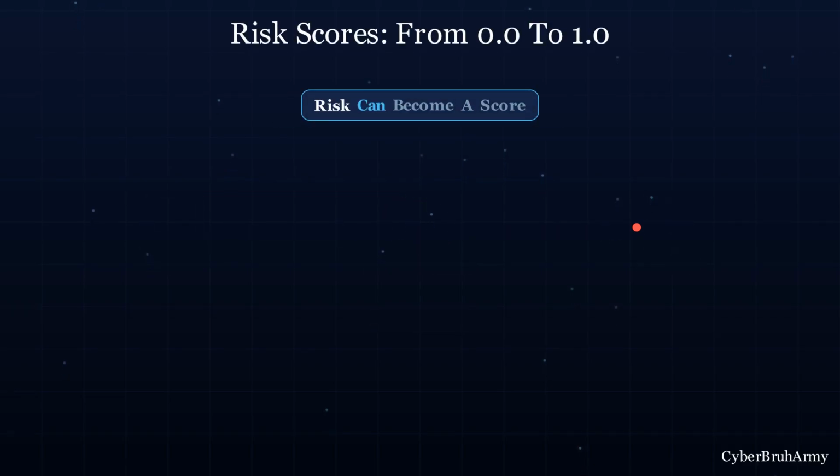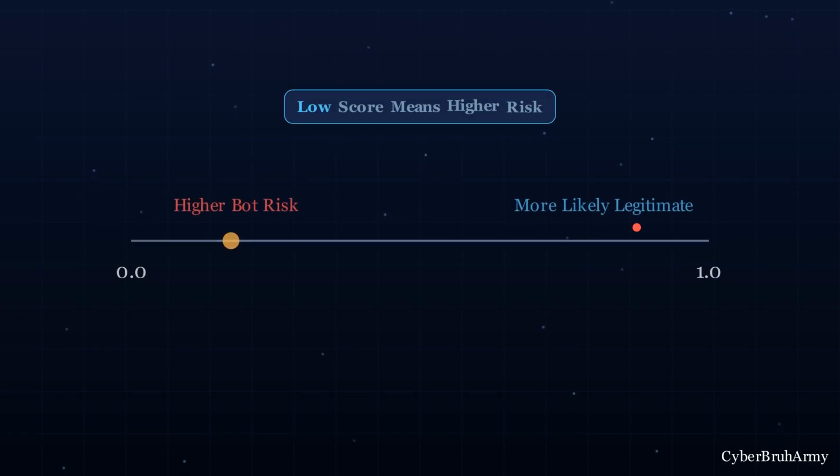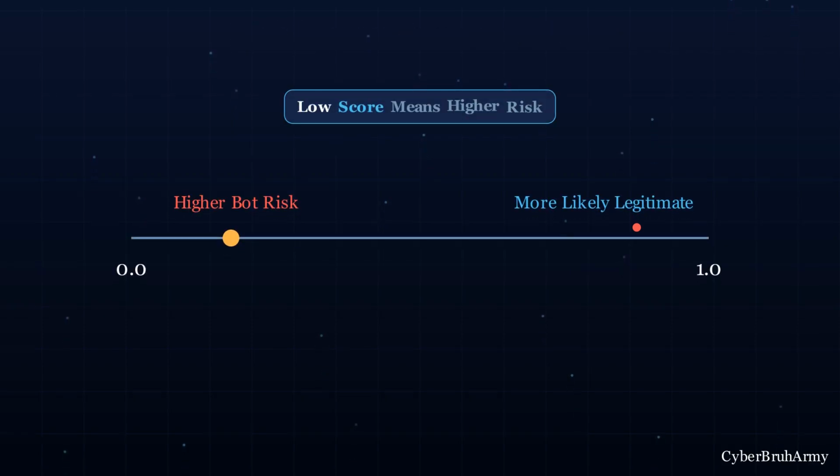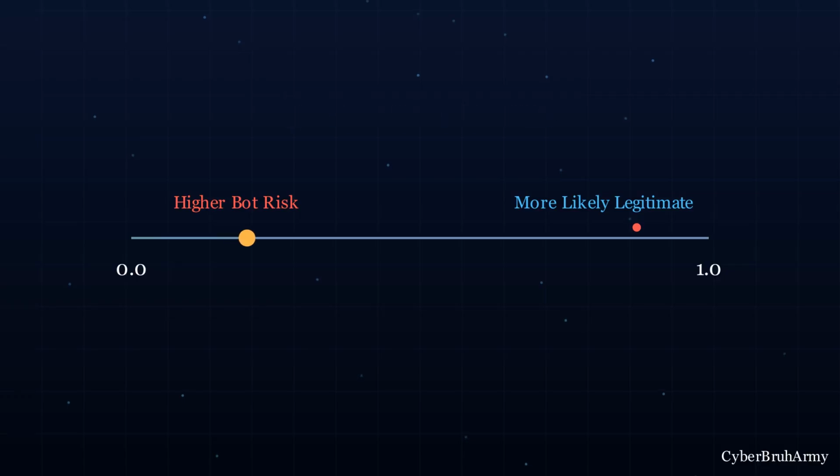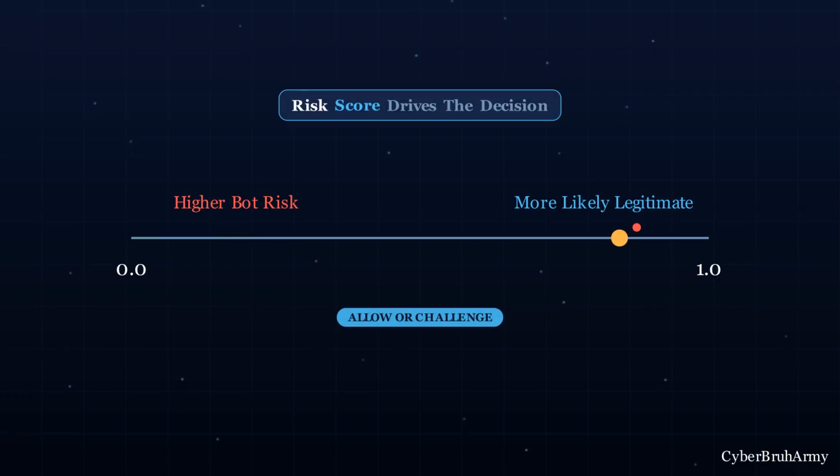Some enterprise CAPTCHA systems use a score to represent how likely an interaction is to be legitimate. For example, a score close to 0 can represent higher risk, while a score close to 1 can represent a visitor who is more likely to be legitimate. The website can then use that risk assessment to decide what action should happen next.